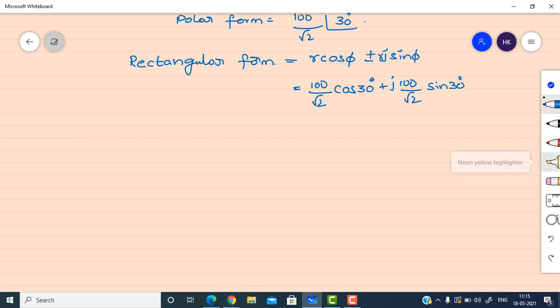Now let us see the conversion from rectangular form into polar form. Converting rectangular to polar.